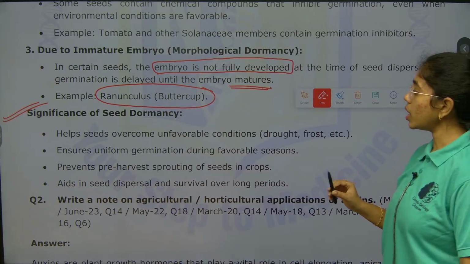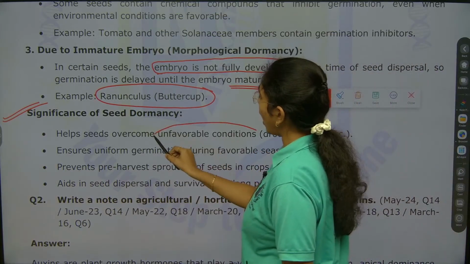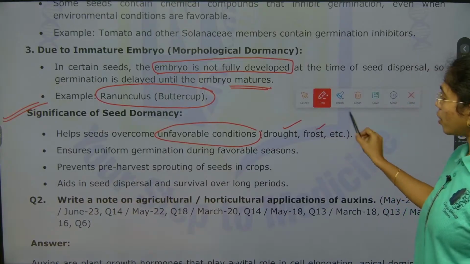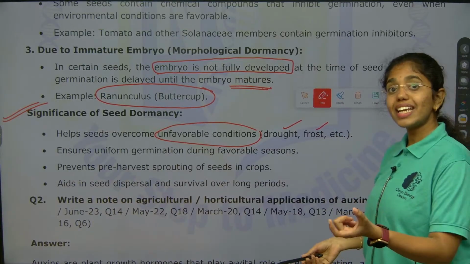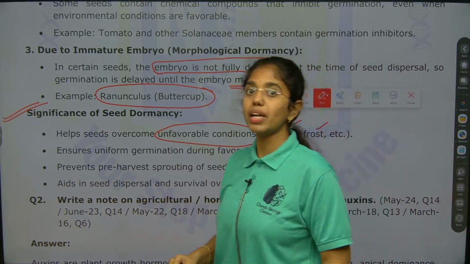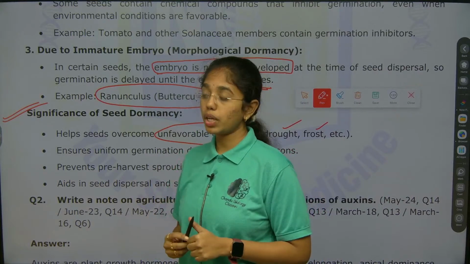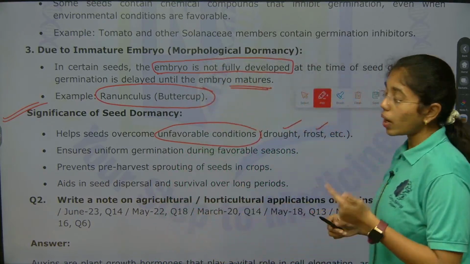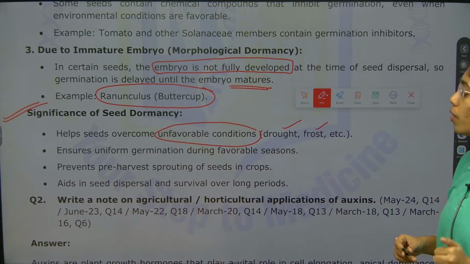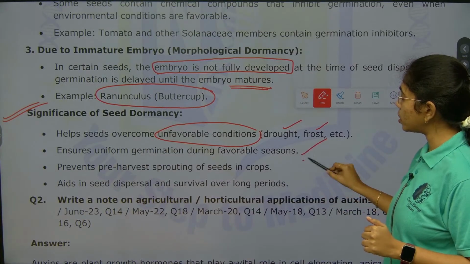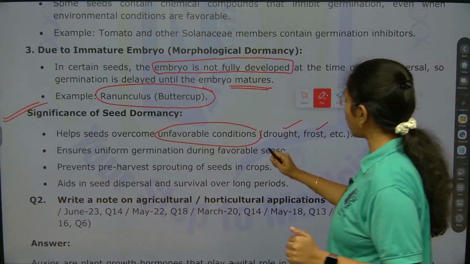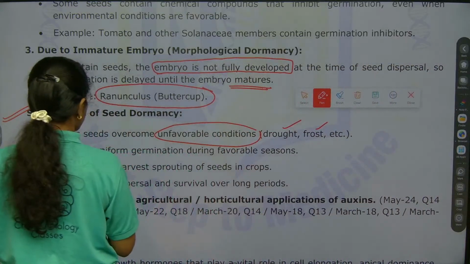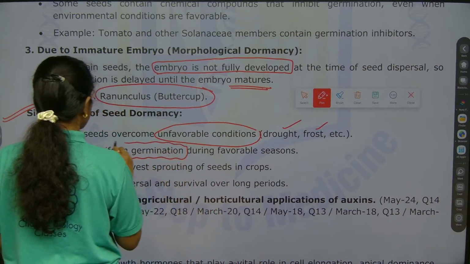It helps the seed to overcome unfavorable conditions, be it drought, frost, etc., so that the seed is viable even under unfavorable conditions. That is one major benefit of seed dormancy. Second, this ensures uniform germination during favorable seasons.